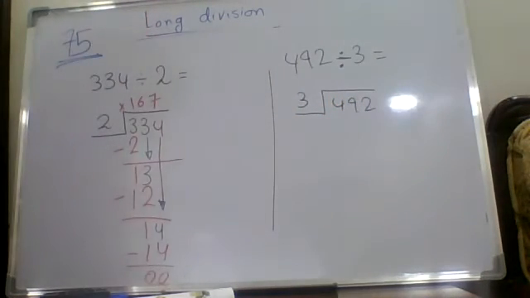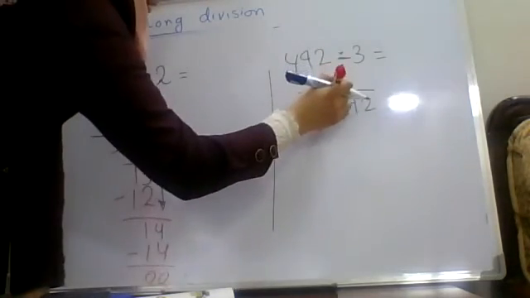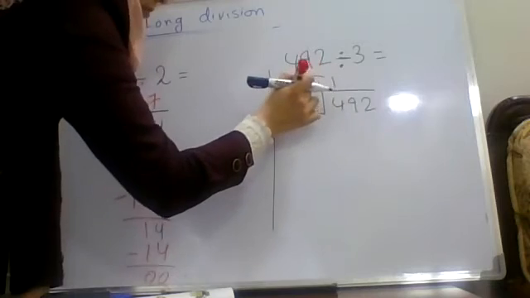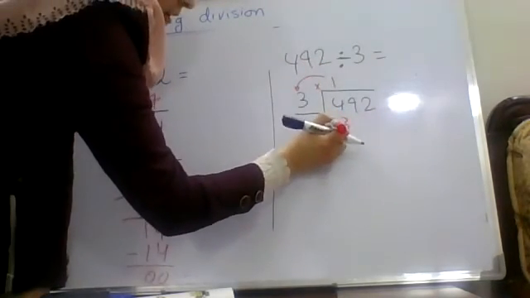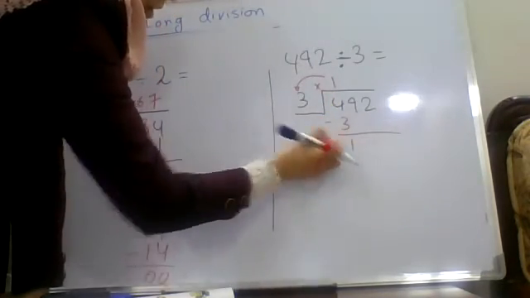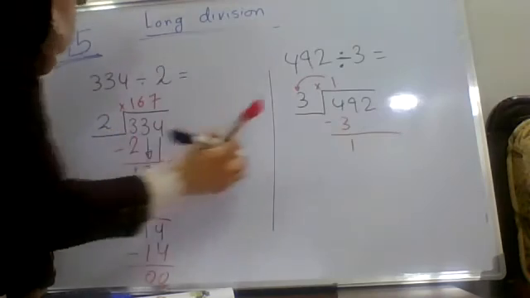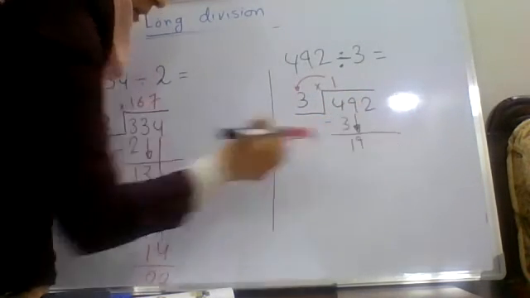Let's start with the first one. How many 3 inside this 4? I have only 1. Go down, multiply it. 1 times 3 equal 3. 4, take away 3, 1. Now we need to ask the 9. We need to check the 9. Go down with the 9.